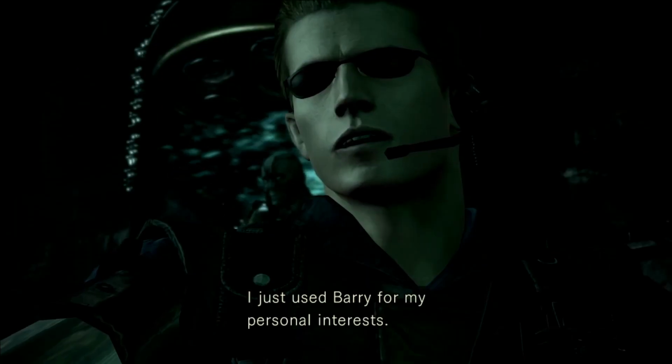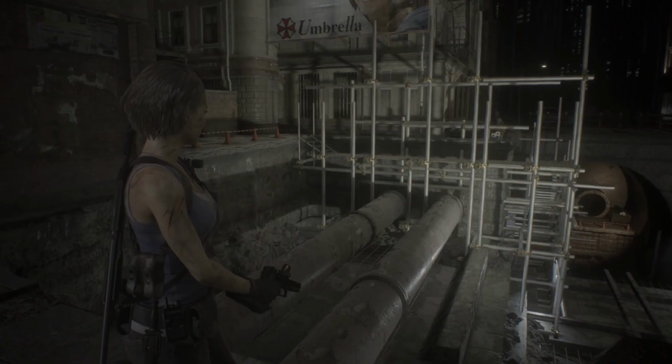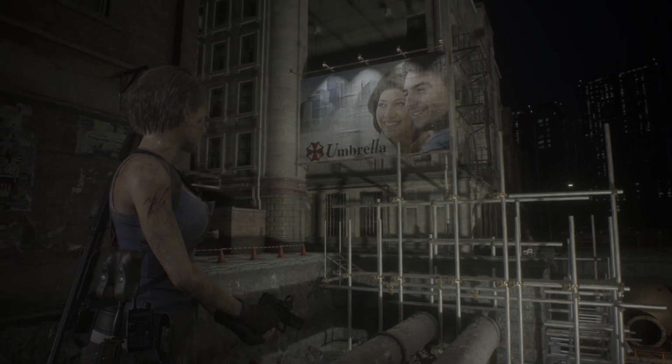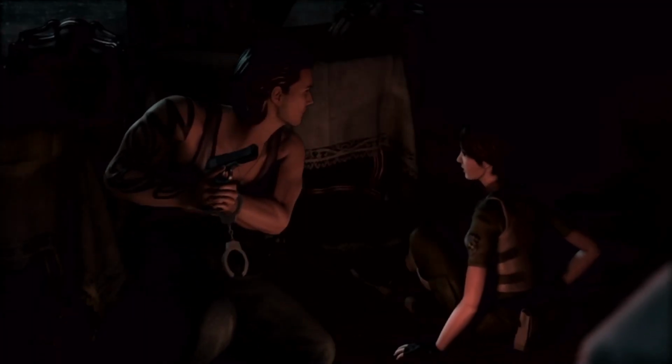Here are some examples. Can the RPD trust Wesker? Can Umbrella trust Wesker? Can Wesker trust Umbrella? Can William Birkin trust Umbrella? Can George Trevor trust Umbrella? Can people trust the companies they put their faith in? Can Joel trust Barry? Can Rebecca trust Billy?